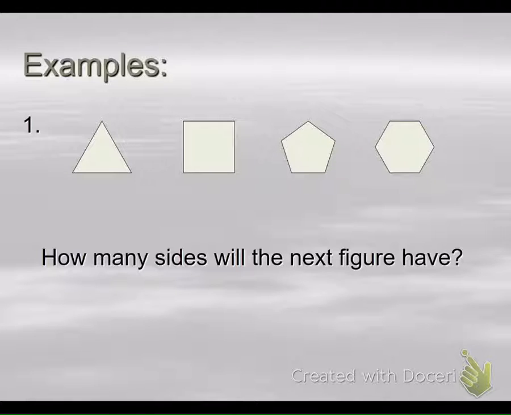So we are trying to notice what's happening each time you're drawing a new figure, and then guess how many the next one will have. And we'll see if we all agree. Let's give everyone a couple minutes to draw.